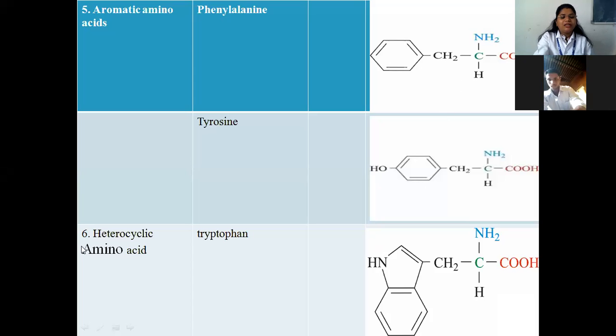Then the last one is the heterocyclic amino acid. The example is tryptophan. Heterocyclic means whatever benzene ring is there, if there is some attachment to that benzene ring, this structure is the indole ring. The indole ring is a heterocyclic ring. This is attached to the alpha carbon atom, or sorry, alpha amino acid, and it becomes a heterocyclic amino acid, and this structure is tryptophan.